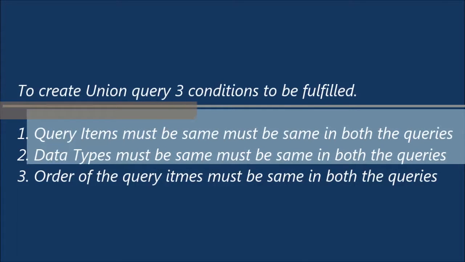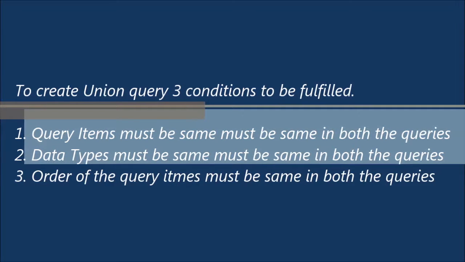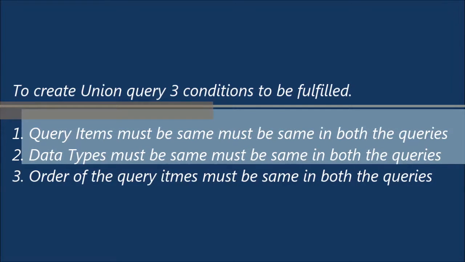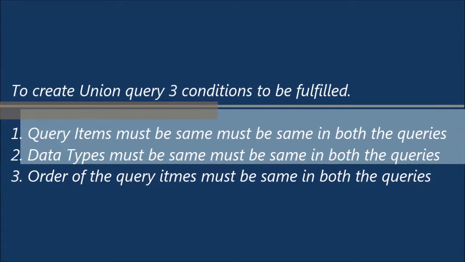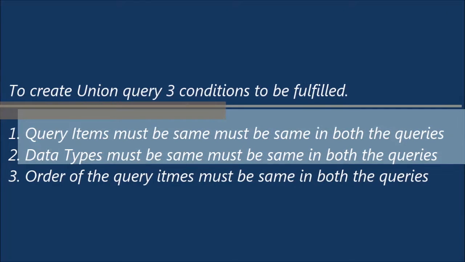If any of these conditions fails, you will get an error message saying the queries for the set operation are incompatible. Generally, when you have data from different data sources, then you will create a union query. In the following example, we are going to combine target and revenue of product line which are coming from different sources. Now let's create a union query.